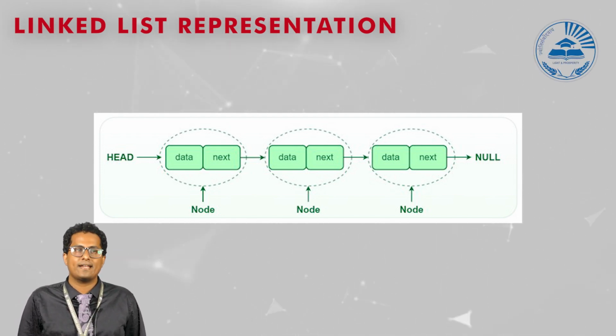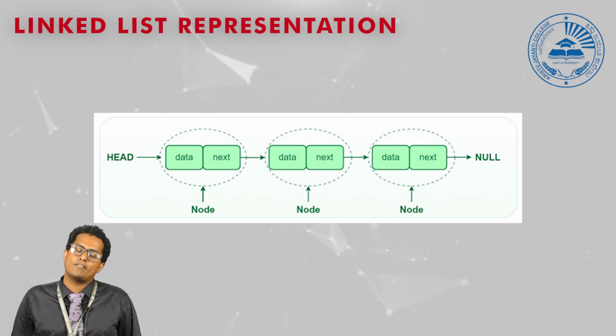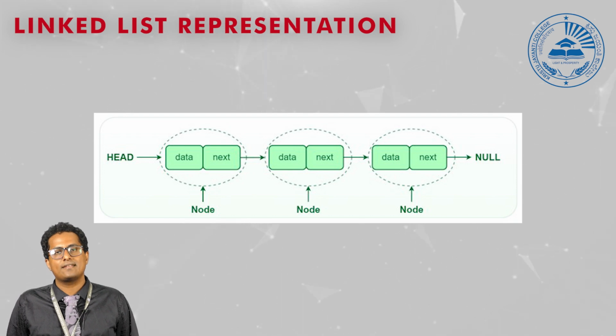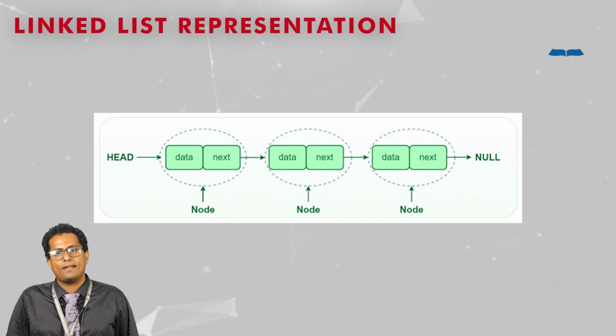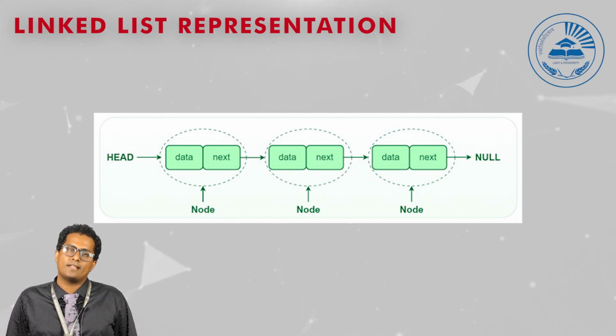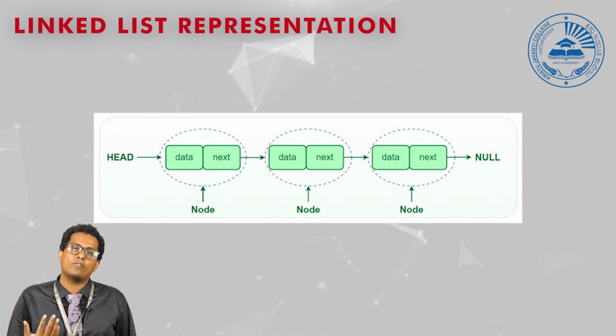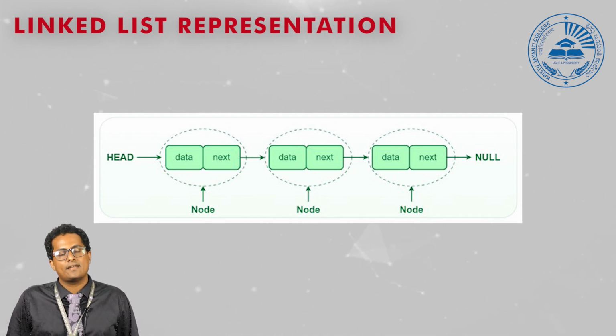For example, in arrays it's a fixed size, and even if I don't use a certain amount of memory, that memory would be wasted. Whereas when it comes to a linked list, a linked list will only take that part of the computer memory that is very much required for my processing. So a linked list is very powerful in that sense.